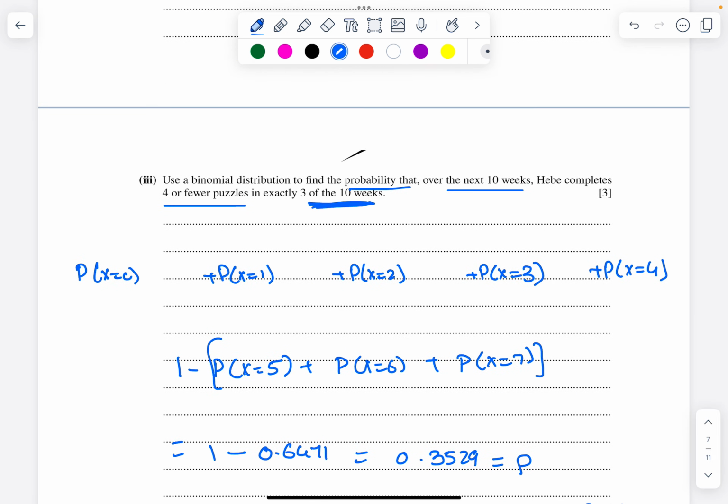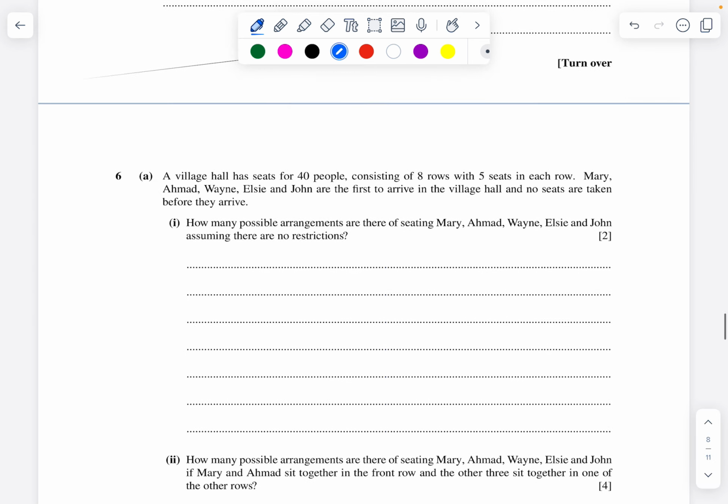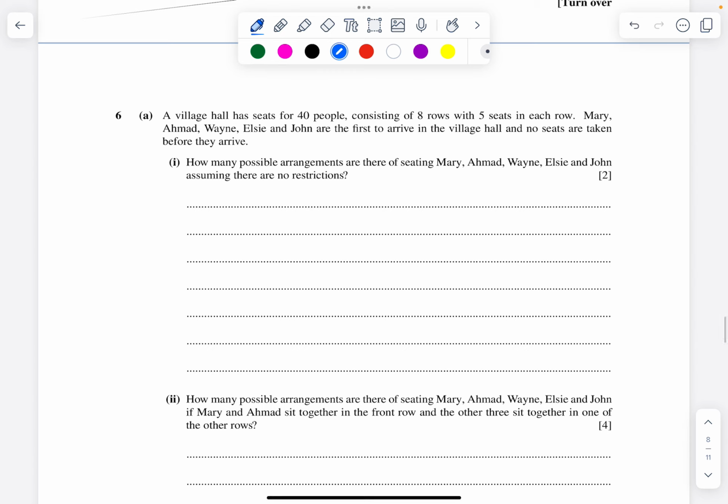Now 3 out of 10 weeks, exactly 3 out of 10 weeks. So 10C3, 0.3529 whole to the power of 3, 0.6471 whole to the power of 7. Simplify that to 0.251. That's going to be the answer. Now question number 6.